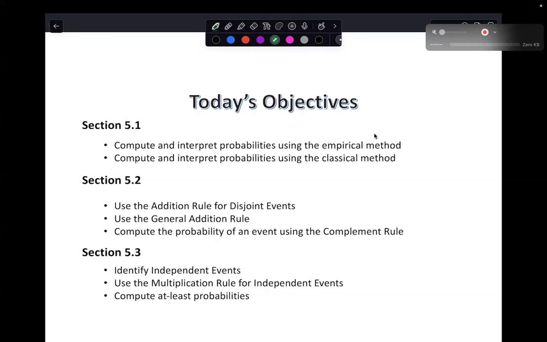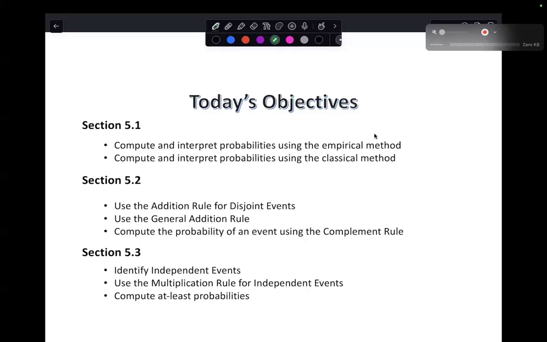So tonight's going to feel pretty disconnected, but it will all tie together once we're in chapter 6. Chapter 6 will kind of tie it together. So we're going to talk about the different ways to compute probability. We're going to talk about the empirical method and the classical method. And then section 5.1 is pretty short.